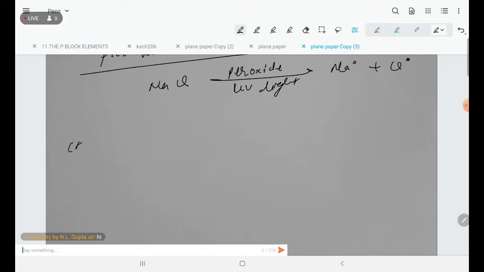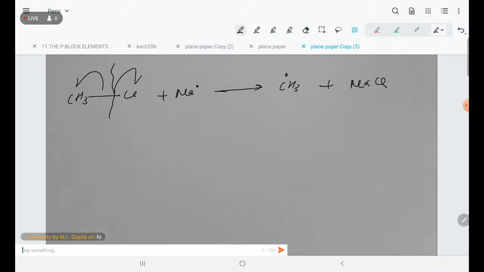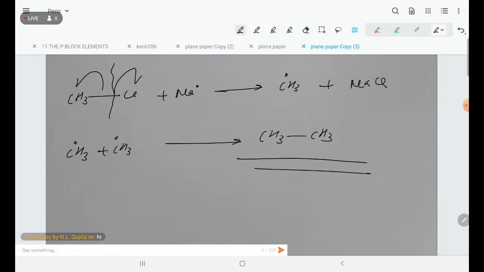Now if I am having CH3Cl and I am taking the Na free radical, this is going to generate a free radical. One free radical is capable of generating a free radical. So this is CH3 free radical and NaCl. Now these two CH3 free radicals can combine, friend. So what will happen? Ethane comes out. This is the higher alkane.